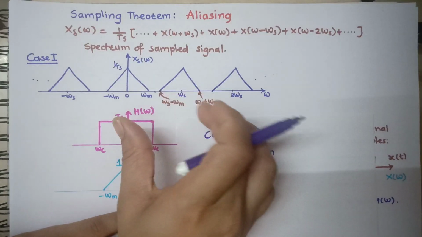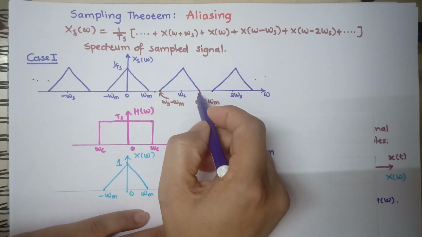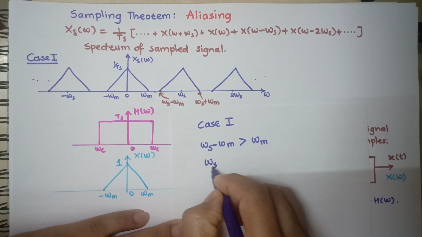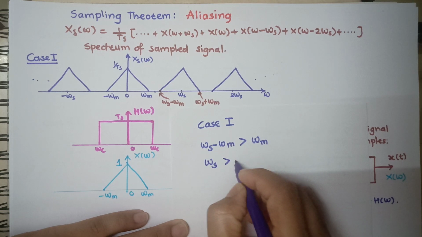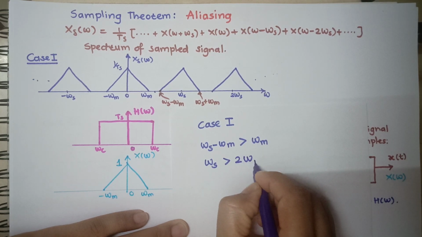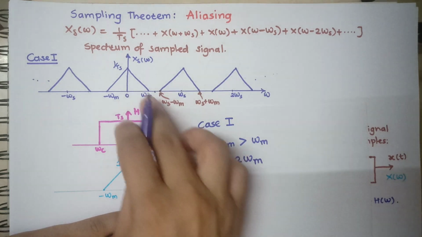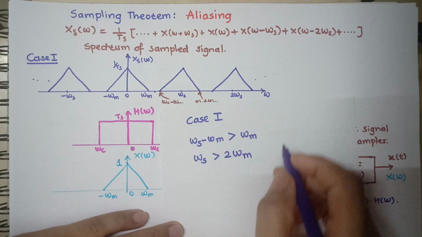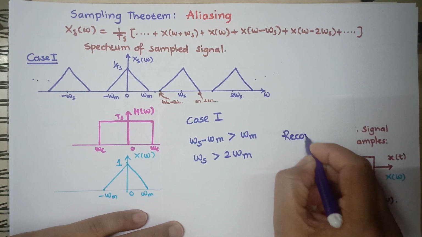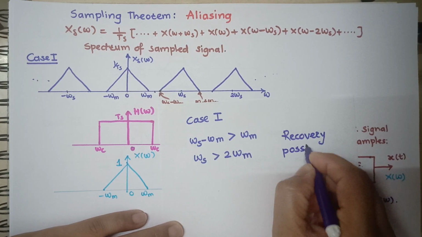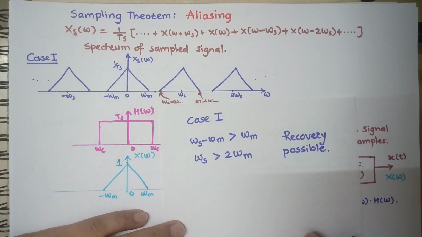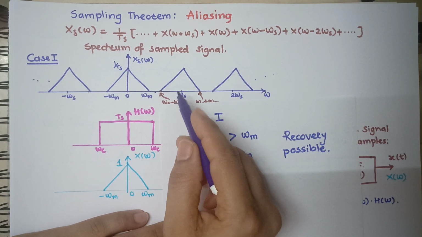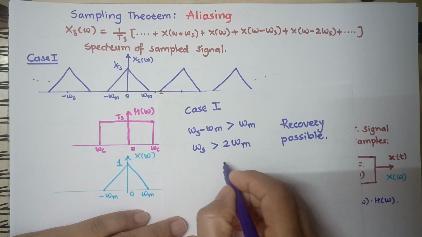So these 2 images are not mixing with each other, meaning this image is not interfering with this original spectrum. So by this, the value of sampling frequency becomes greater than twice omega m. So this is one condition where some gap is there, you can say a guard band is there. So in this case, recovery is possible. Here the value of sampling frequency is much greater than the required value. So this case is called oversampling.